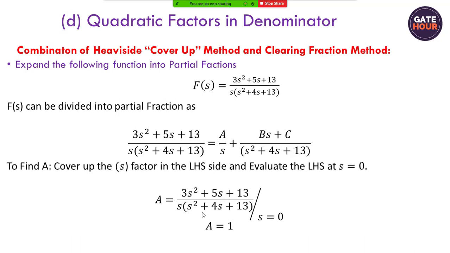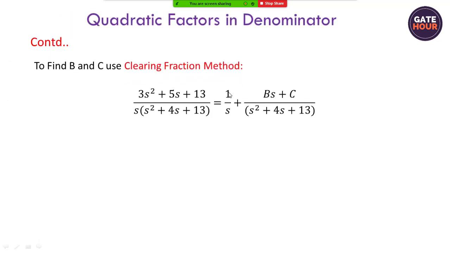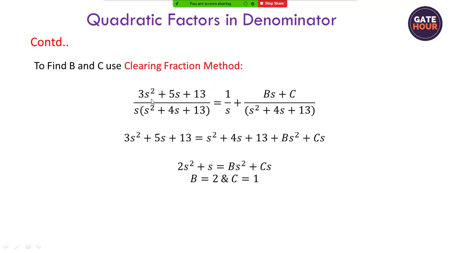Now that we already know a, I suggest going with the clearing fraction method. We write a equal to 1. Now you can cross multiply it and equate with the left side. You will get 3s square plus 5s plus 13 equal to s square plus 4s plus 13 plus bs square plus cs. On simplifying, you will get 2s square plus s equal to bs square plus cs. From here you can simply see that b equals 2 and c equals 1.